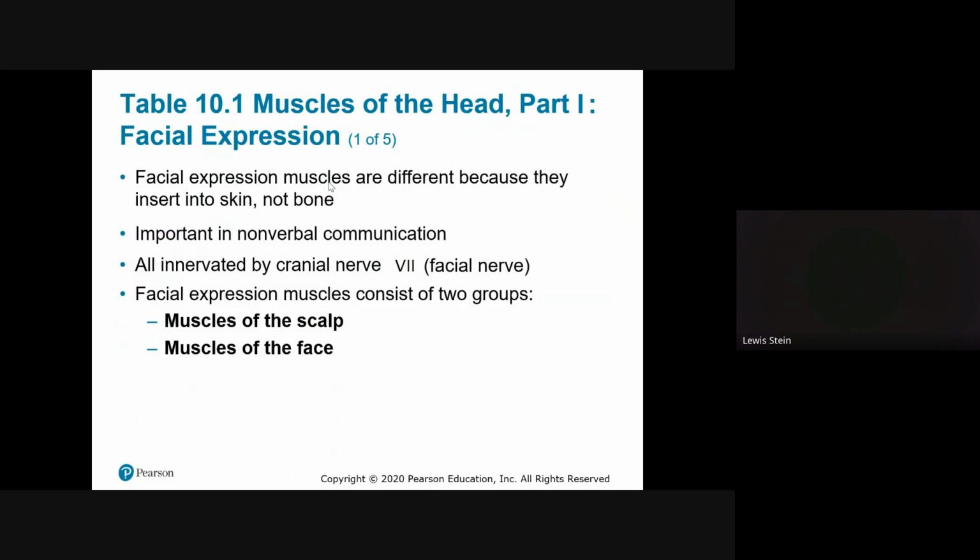So they come from bone, but they insert into the skin, whether it's pursing your lips to whistle, blinking your eyes, smiling or frowning, whatever you're doing with that. And that's nonverbal communication. They're all innervated by the facial nerve, Roman numeral 7, and they're all nourished by the facial artery and its branches.